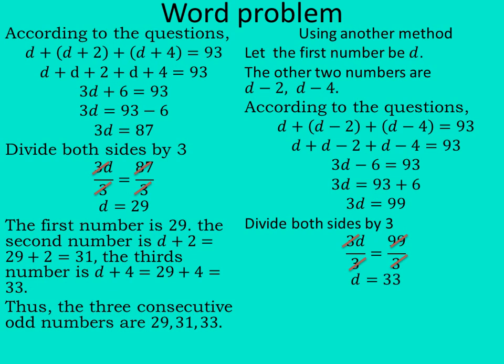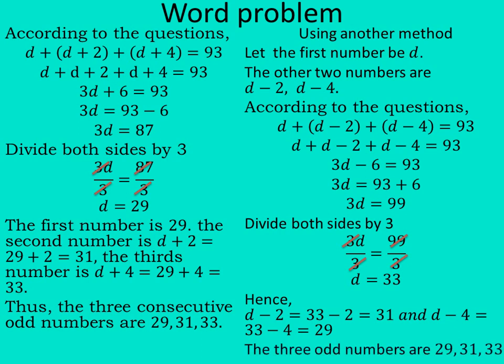So our first number is what? 33. So hence d minus 2 is equal to 33 minus 2, and that will give us 31. And d minus 4 is equal to 33 minus 4, that will give us 29. So the 3 consecutive odd numbers are 29, 31 and 33. You see, we got the same answer as we have gotten in the first method.